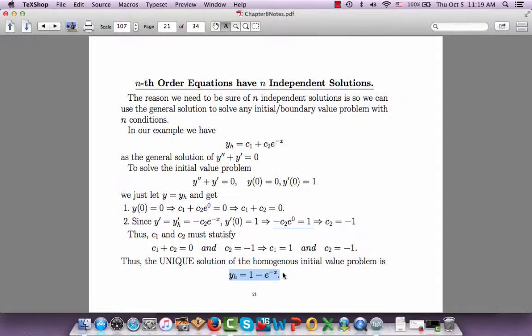Again, I'm calling it y sub h because this is a homogeneous problem, but since it is a homogeneous problem and we're not concerned with solving anything more than this, this is the solution to this initial value problem.